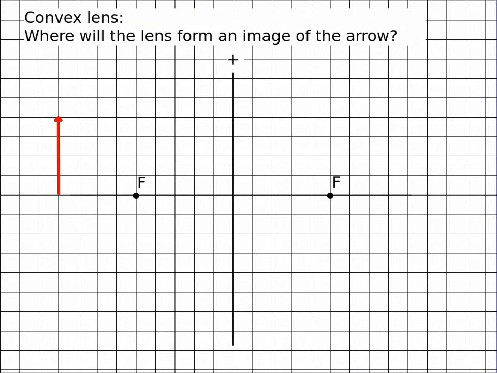Now where will the lens form an image of the arrow? First of all, remember that light is scattered by the arrow in all kinds of directions. For instance, from the tip of the arrow, these are some directions in which the light is scattered. We are only interested in rays which are scattered towards the lens.